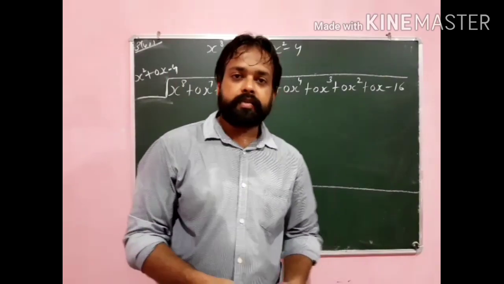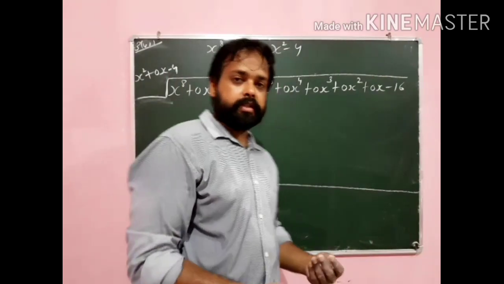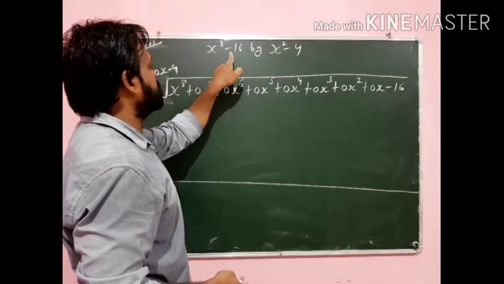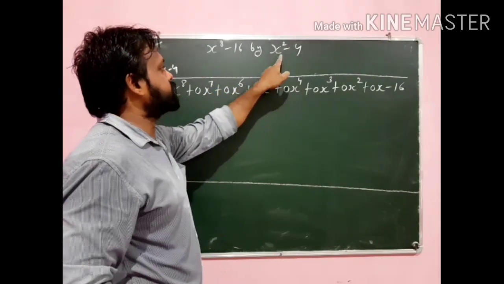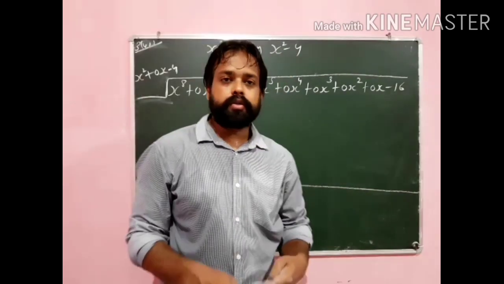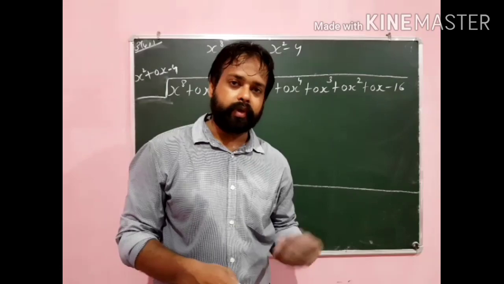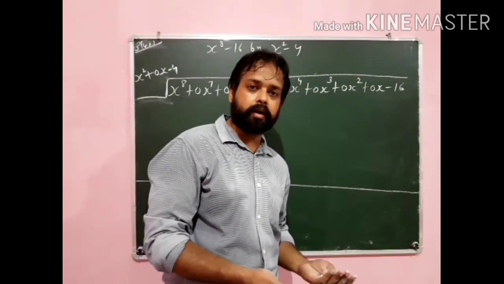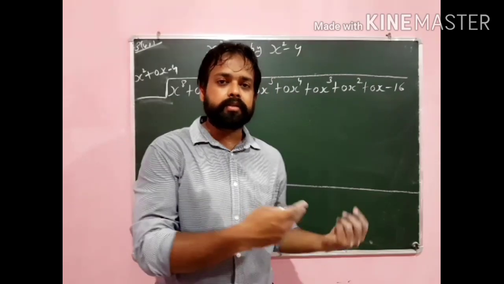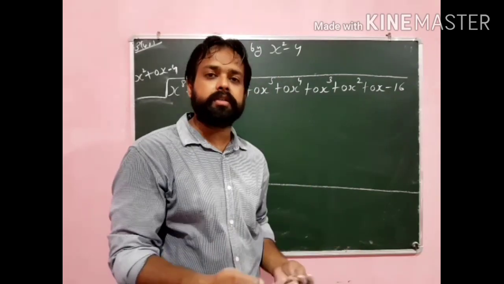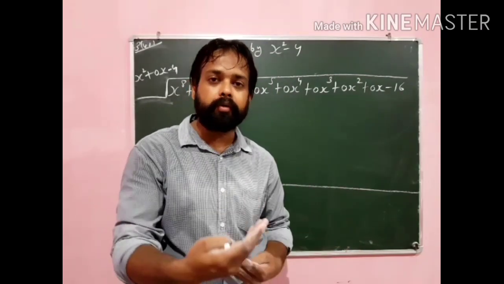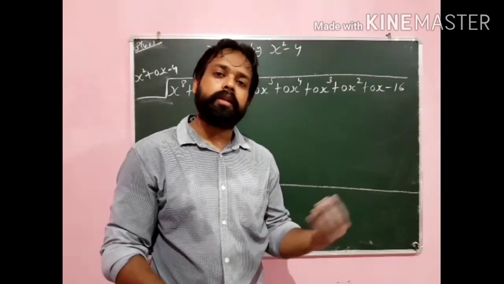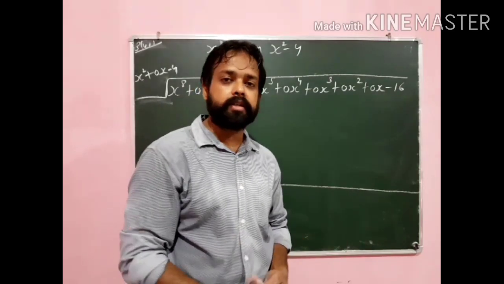Okay, now the last part of the third sum is this, x raised to power 8 minus 16 by x square minus 4. So I already told you that we have to first of all complete the missing terms, so we can solve this. Even this sum looks a little bit difficult, but it is very easy. When you follow the steps which I have explained, you know that it is a very easy sum.